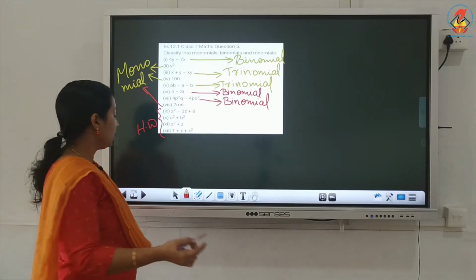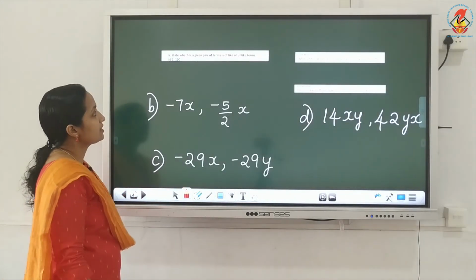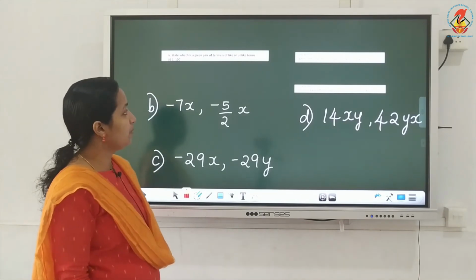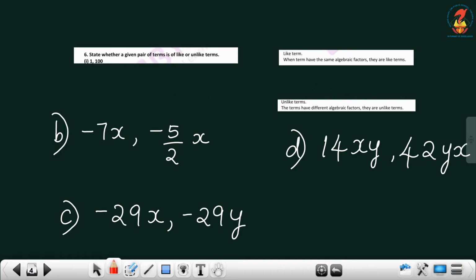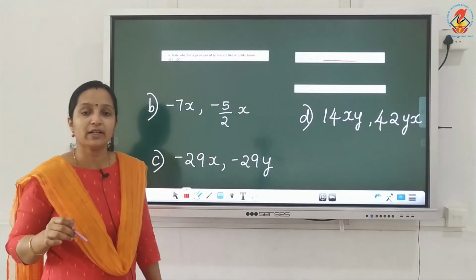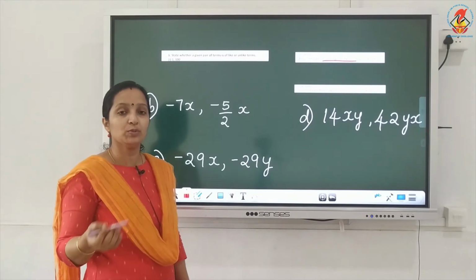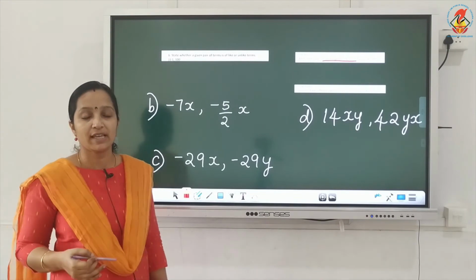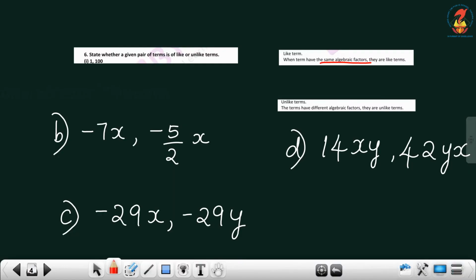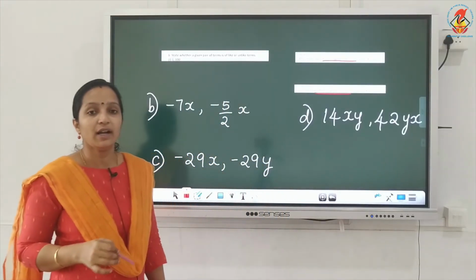Okay children, now move to the next question. State whether a given pair of terms is like or unlike terms. What do you mean by like terms? When terms have the same algebraic factor. If the same algebraic factors are there in two or more terms, we can say that they are like terms. If different algebraic factors are there, you can say they are unlike terms.